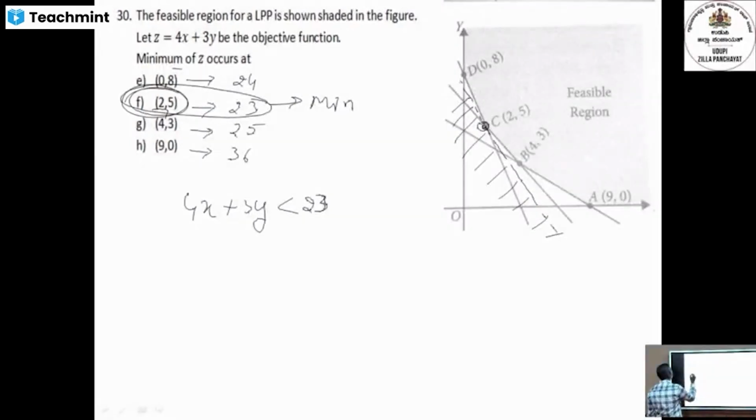So the answer is again, sorry for this. The options are A, B, C, D, E, F, G, H. So F is the correct answer.